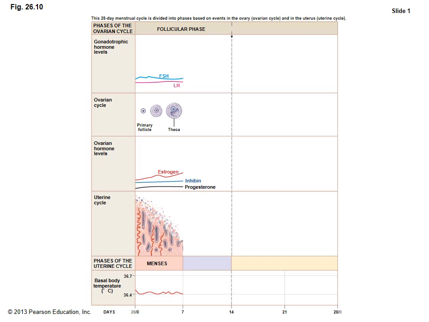Okay, so if we put everything together in one graph and we look at the levels of the gonadotropin hormones, the ovarian cycle, the ovarian hormone levels, and the uterine cycle, then we see how all of these different facets of the menstrual cycle come together. So during the first part of the follicular phase, during early to mid follicular phase, this is day 1 to about 7 of the menstrual cycle.